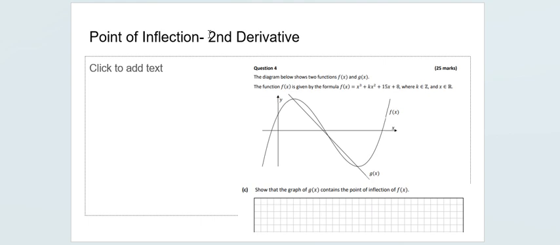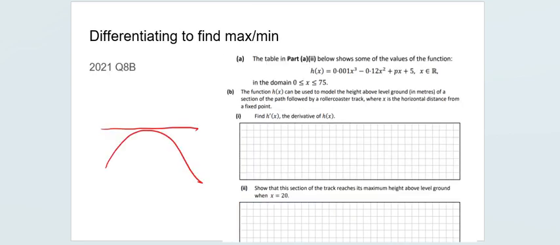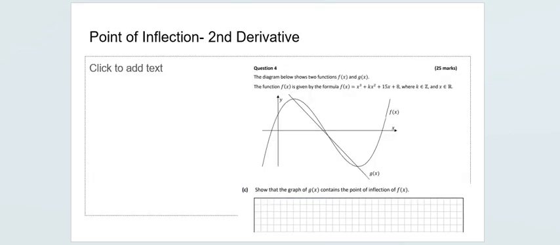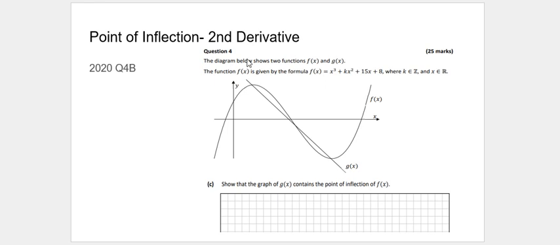Point of inflection. So to do the point of inflection here, from this video, the function is f of x equals x cubed plus kx squared plus 15x plus 8. Now they do give you how to find out what k is in one of the earlier parts. So this is part C of the question.